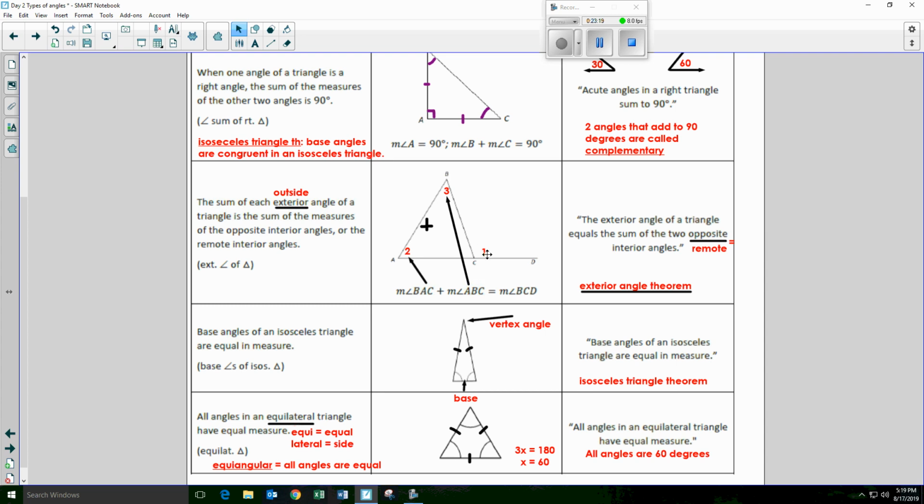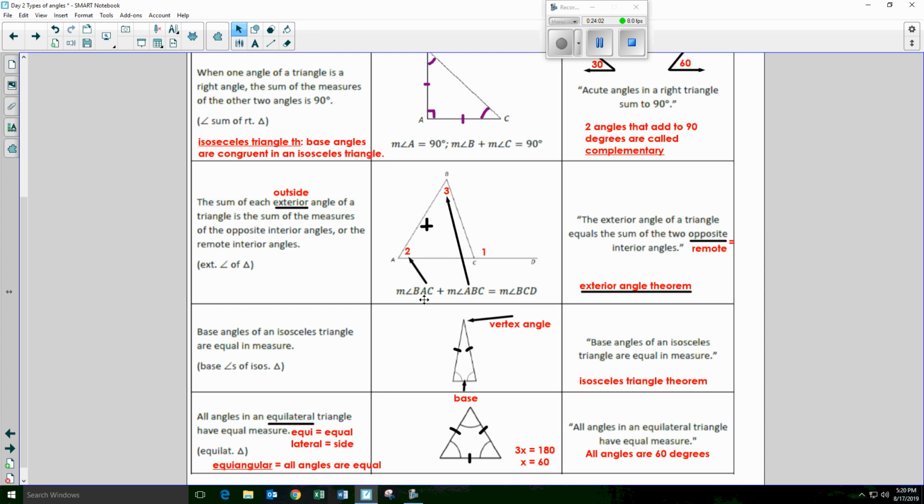It says this exterior angle equals the sum of the two opposite interior angles. Okay? Opposite means across from. So these are two angles that aren't next to angle 1. And they're interior, inside the triangle here. Okay? So angle 2 plus angle 3 equals angle 1. So if this is 50 degrees and this is 60 degrees, then 50 plus 60 is 110. Then angle 1 would be 110. That's a plus right here. Okay.